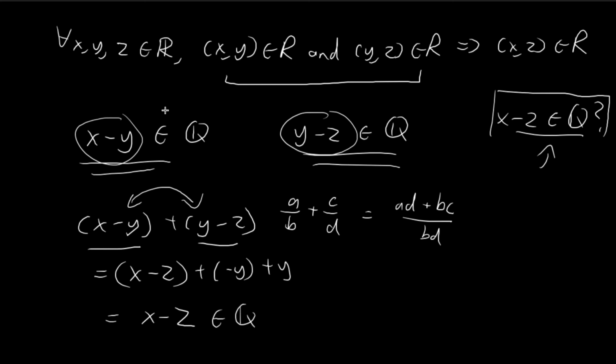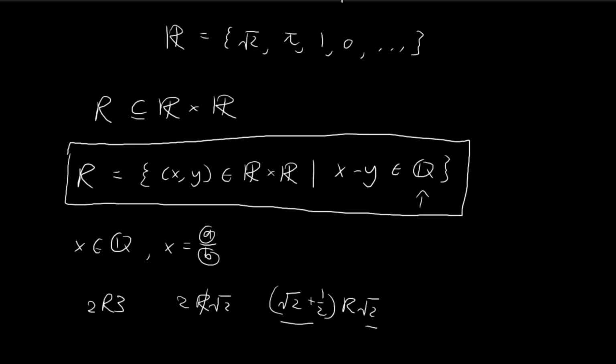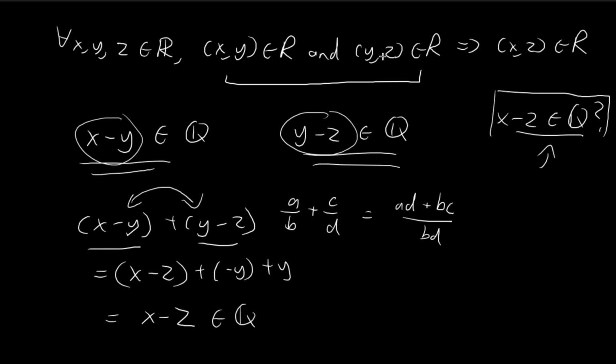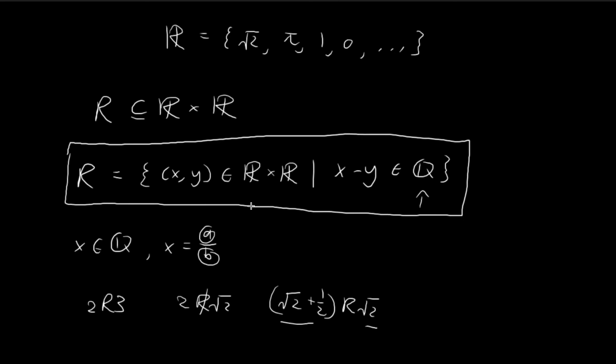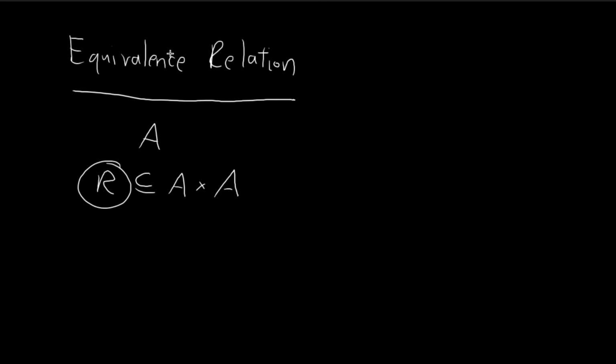And so that shows that if x minus y is rational and y minus z is rational, then x minus z must be rational. So according to our relation R defined in such a way, if x is related to y and y is related to z, then this immediately implies x is related to z. And so this checks the third condition. So this proves that our relation is also transitive. And so this concludes our proof. We have just shown that this relation here is simultaneously reflexive, symmetric, and transitive. So this is an equivalence relation.